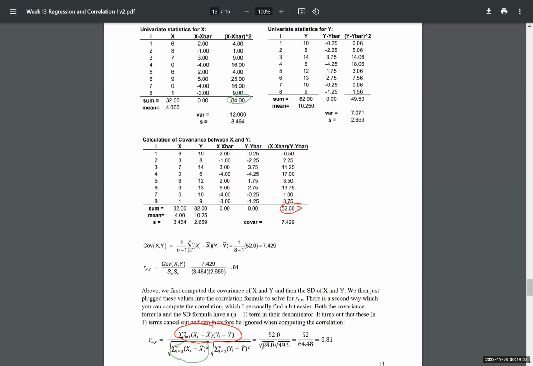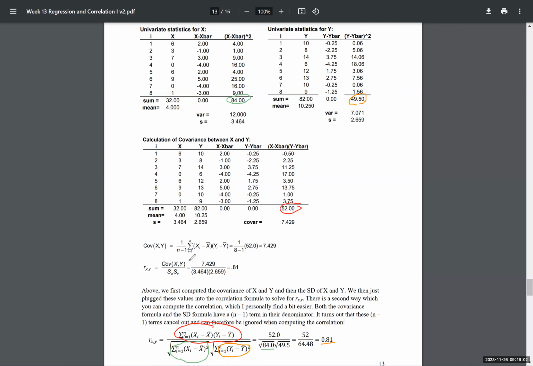84. Notice I'm just plugging in the 84. I'm just plugging it in. And then I've also got the sum of the square deviations of y, which is going to be the sum of the square deviations column. And then I just need to plug this into a calculator. And when I do, I get a positive correlation of 0.81. And you'll notice, again, it's positive. And that data above, you could definitely see that as x went up, y generally went up.